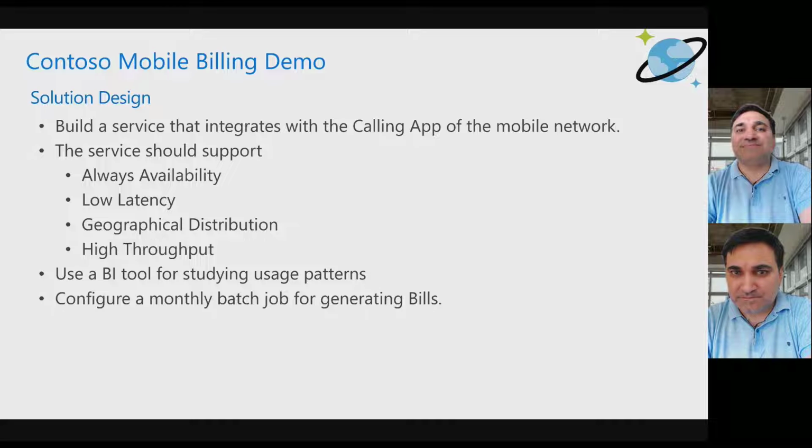Now for the data analysis and the monthly billing jobs, that's where we are going to bring in Synapse Link, and we are going to use Synapse for doing these two activities. So we are going to have Power BI, which is connected to Synapse Link to run our business analytical jobs, and then we'll use Spark to do some batch jobs and generate our bills.